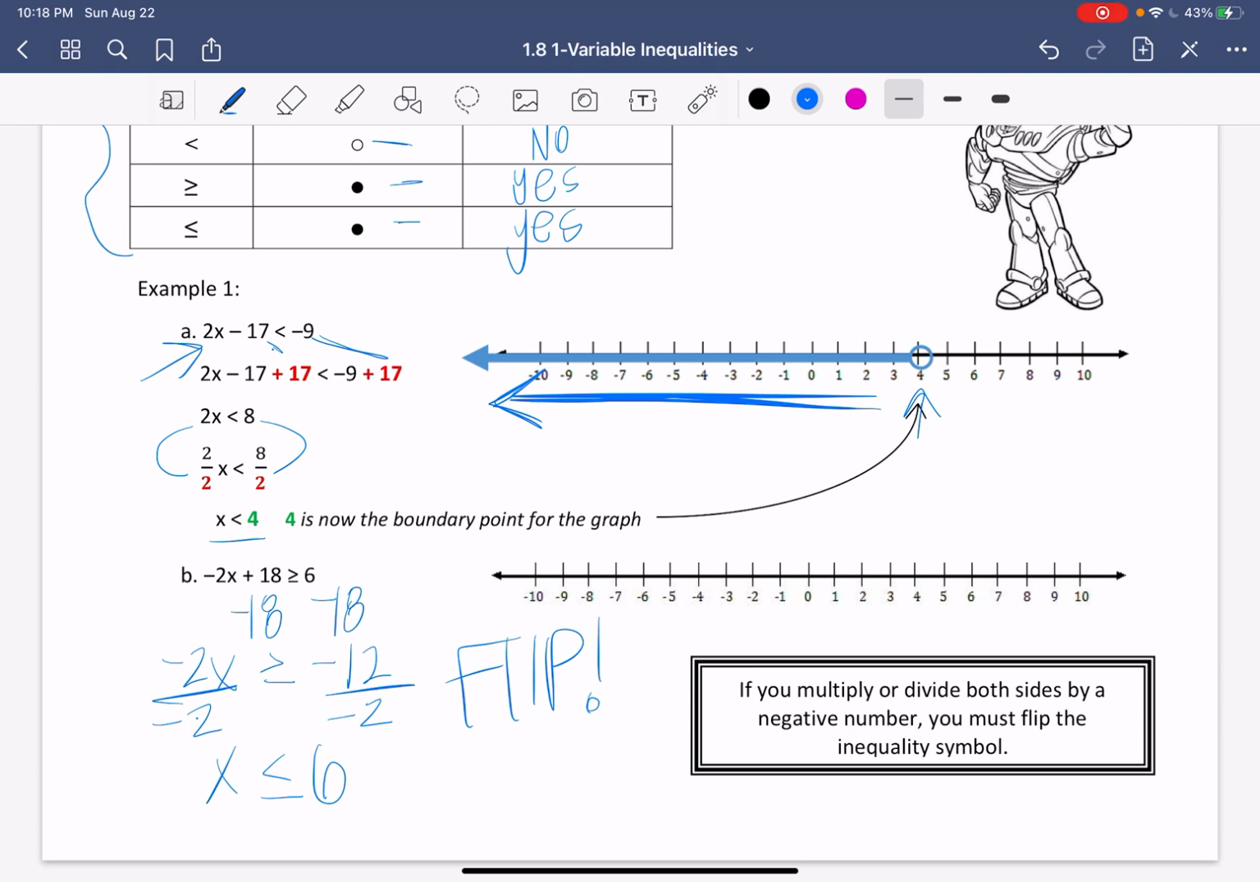Okay, so now we can go to graphing, right? And 6 is going to be our boundary point, so we find positive 6 over here, and we are less than or equal to. So because we have that equal to, this is going to be a closed circle. Okay, and we're still less than, so we're going to shade to the left. So everything to the left gets shaded. Hopefully yours looks a little bit better than mine.